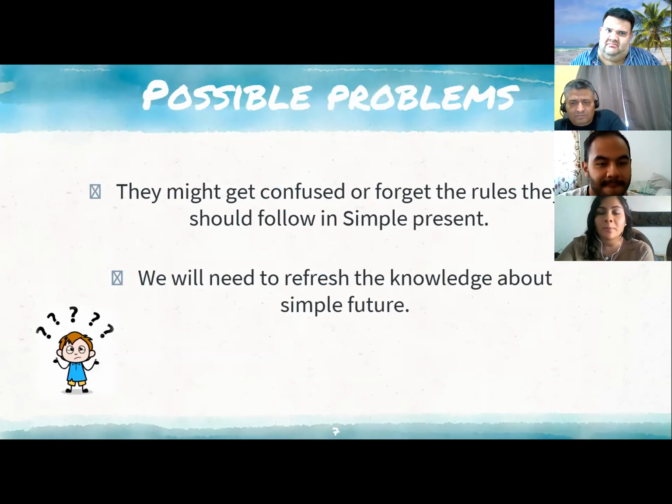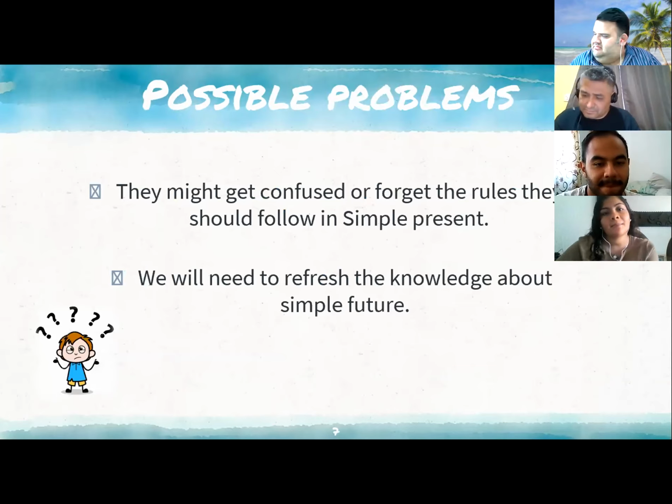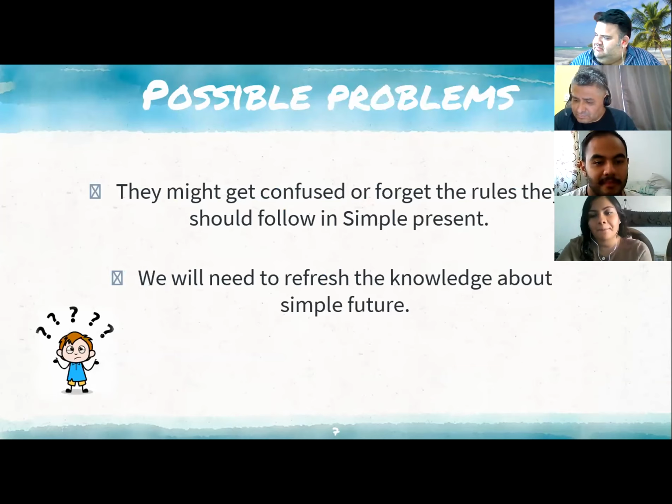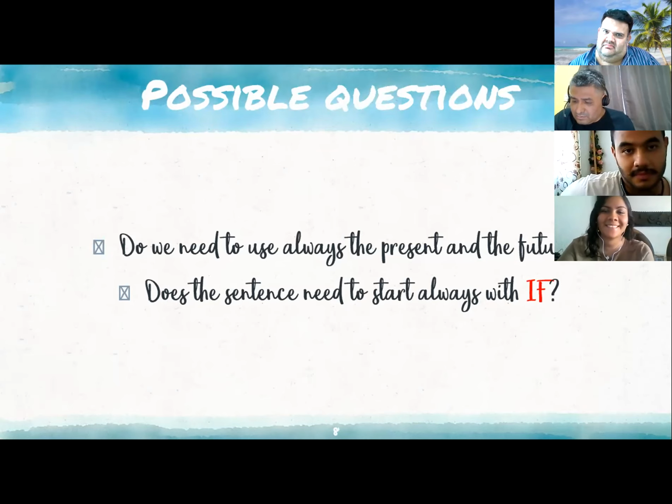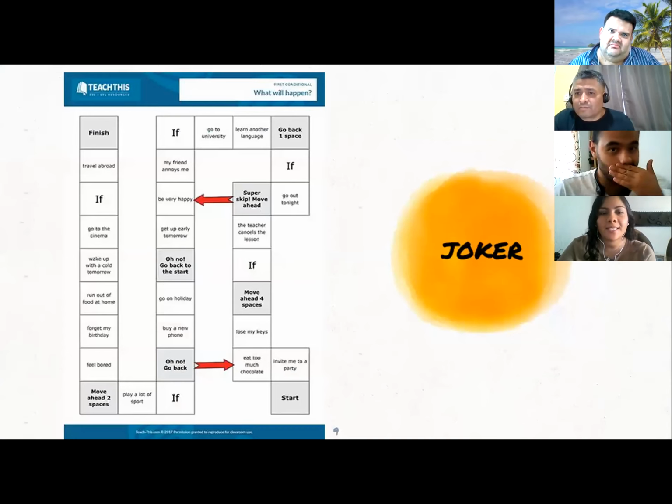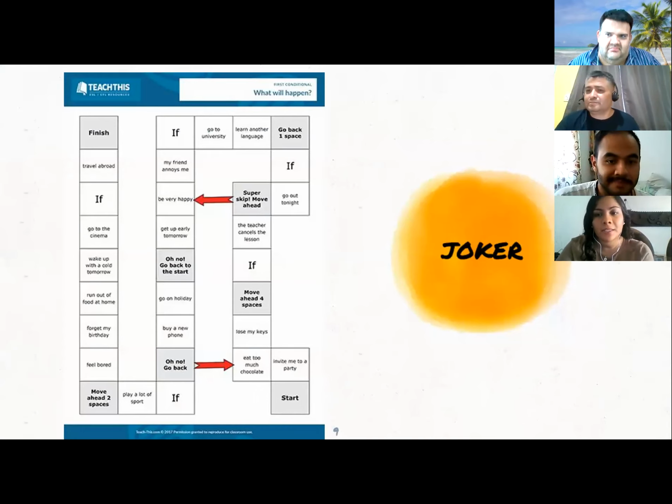For possible problems, we think that they might get confused or forget the rules that they should follow in simple present and in simple future, so we will need to be clear with them. Possible question: do we need to use always the present and the future? Does the sentence need to start always with if? Yes, because if is the first condition. For Joker, we have the table game where they will use the first conditional as they throw the dice.